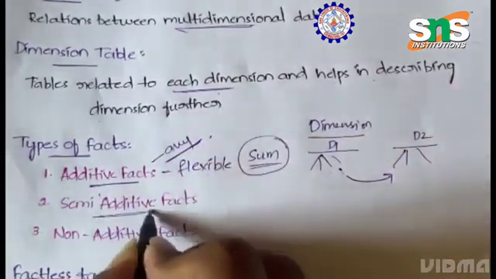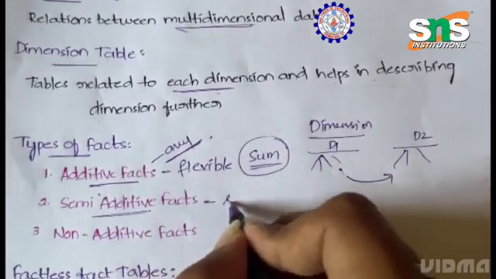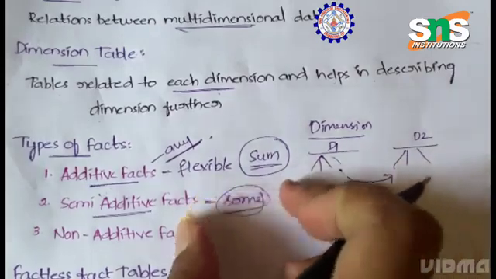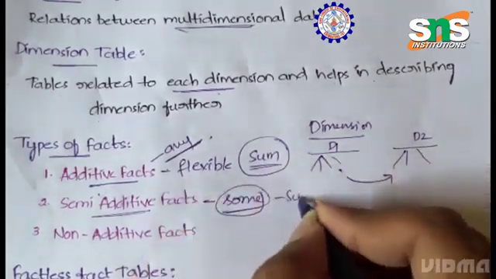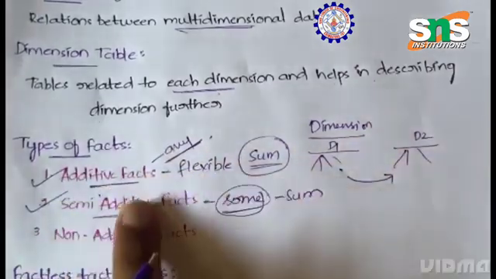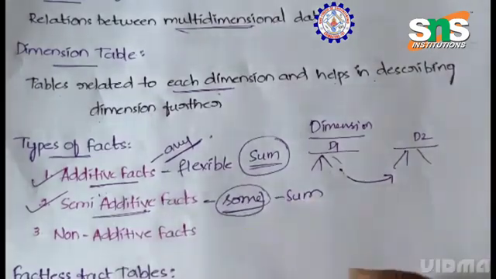Here in semi-additive facts, what happens? They can be summed across only a few dimensions. Only among a few dimensions can you perform the sum. So those kinds of facts are called semi-additive facts. You can sum them up only across a few dimensions.